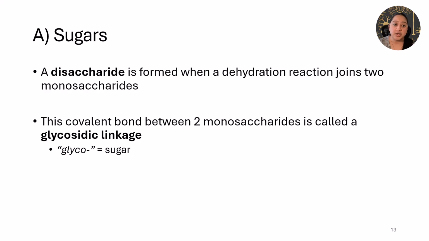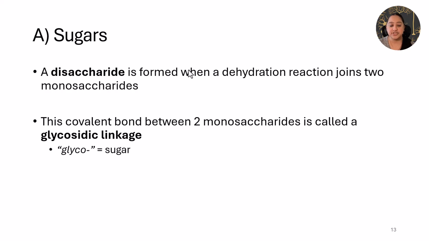So a monosaccharide is just one simple sugar. A disaccharide, di means two. So a disaccharide is formed when a dehydration reaction joins two monosaccharides. And there's a covalent bond here between these two monosaccharides, but we have a specific term for this kind of covalent bond. It's called a glycosidic linkage.